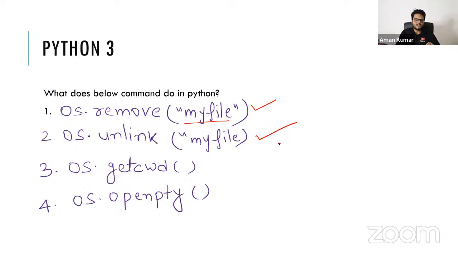What will unlink do? os.unlink my file. Which one? Delete or unlink? Delete the file from the disk, or from the Python memory you are saying, or cache memory you are saying? Where from? There should be a double quote here. Okay.